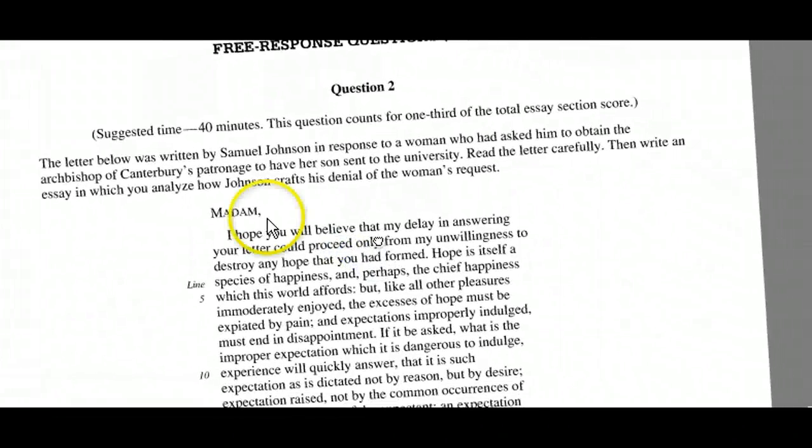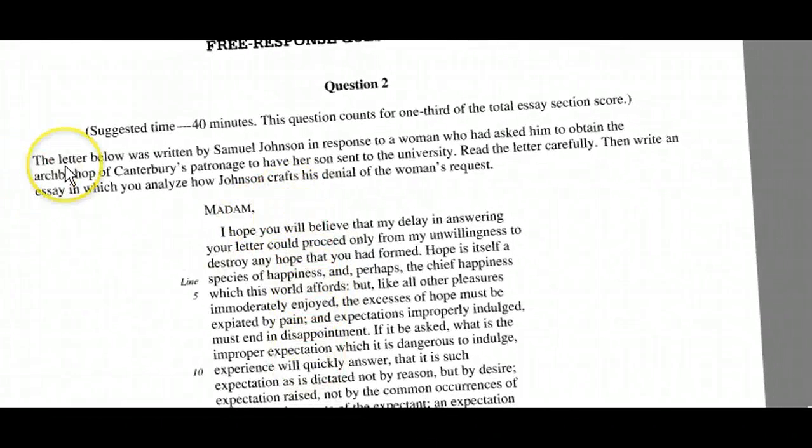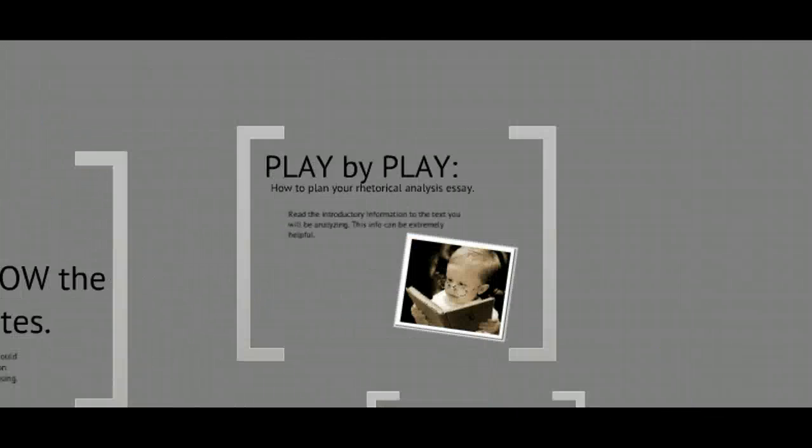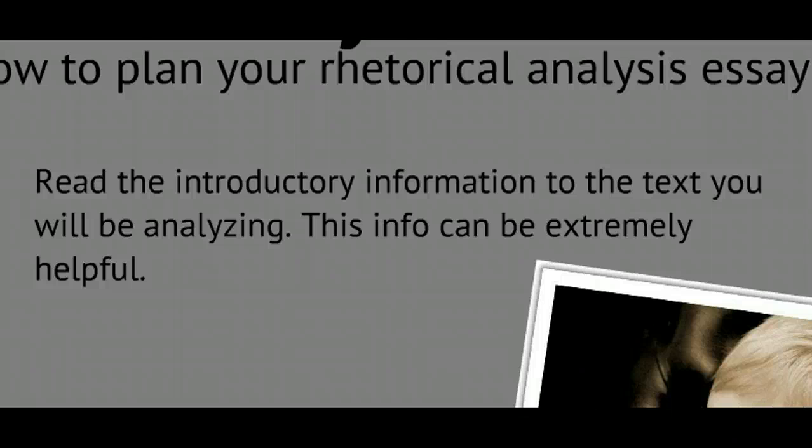So for instance, in this one, this letter that we were looking at here, it explains, the letter below was written by Samuel Johnson in response to a woman who had asked him to obtain the Archbishop of Canterbury's patronage to have her son sent to the university. If you don't read that, you don't know that first this woman had sent a letter to Samuel Johnson and that this is Samuel Johnson's response to the woman. You don't know what the woman asked him. And that would be really confusing if you were to try to read this without knowing that. This information is really, really important. So read the introductory information always.